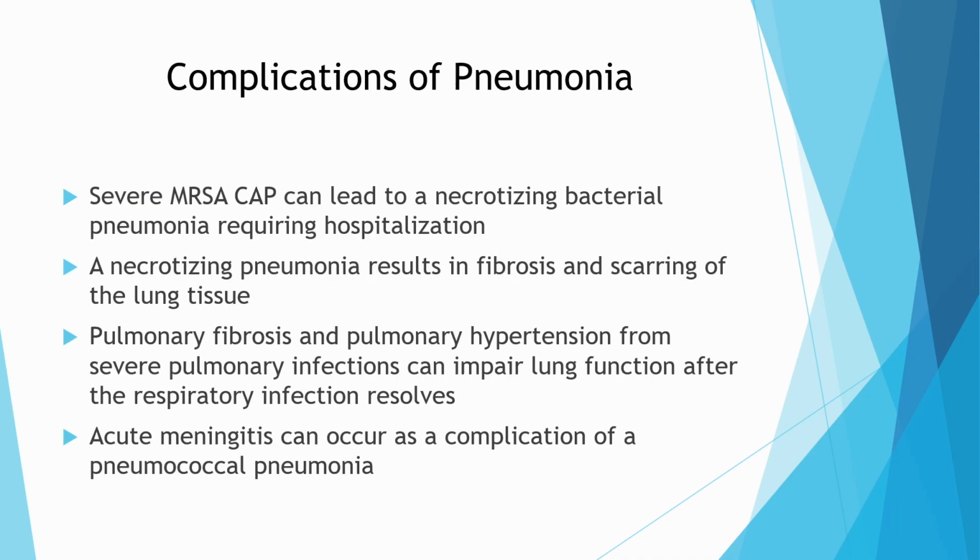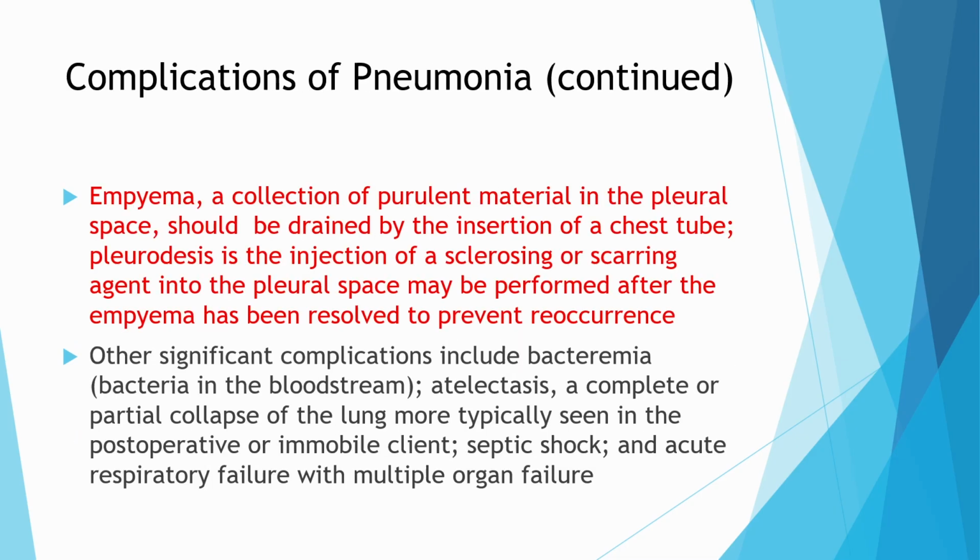So complications of pneumonia, severe MRSA CAP can lead to a necrotizing bacterial pneumonia requiring hospitalization. A necrotizing pneumonia results in fibrosis and scarring of the lung tissue. Pulmonary fibrosis and pulmonary hypertension from severe pulmonary infections can impair lung function after the respiratory infection resolves. Acute meningitis can occur as a complication of a pneumococcal pneumonia.